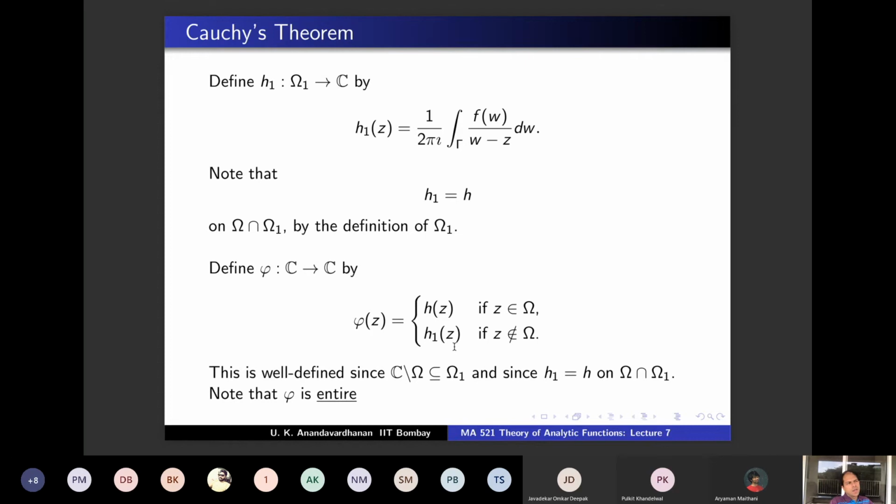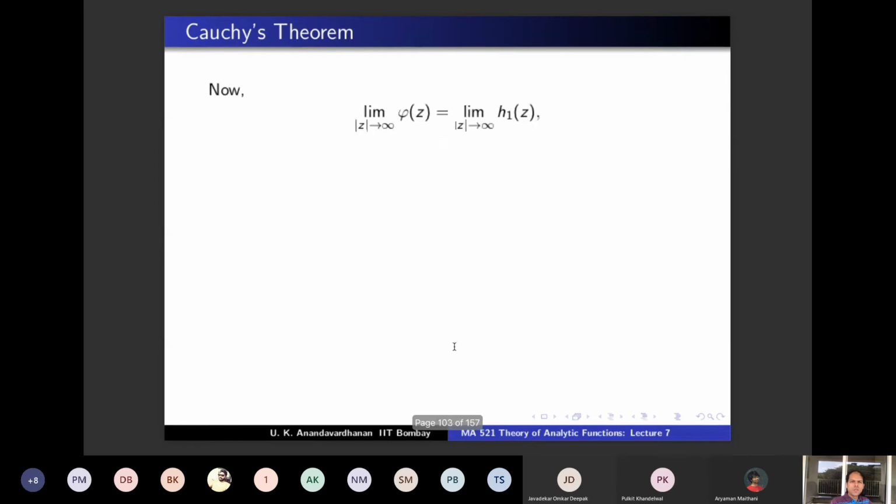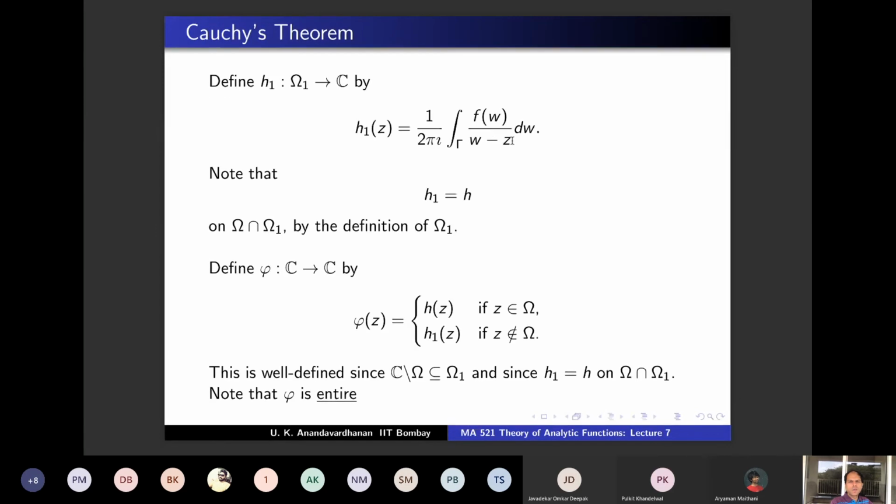Why is that? Because z going to infinity means you are in the unbounded component of gamma star, and the unbounded component is contained in omega 1. So as z goes to infinity, you are in omega 1, and in omega 1 the definition of phi is h1. Therefore, this is the limit as z goes to infinity of h1(z). Looking at the definition of h1, everything is on a compact set, so these things have maxima, minima, etc. So as z goes to infinity, this limit is 0.